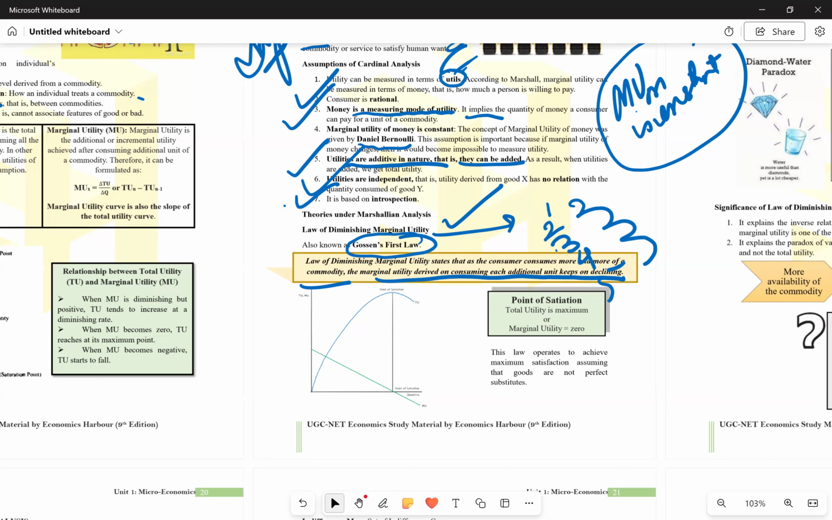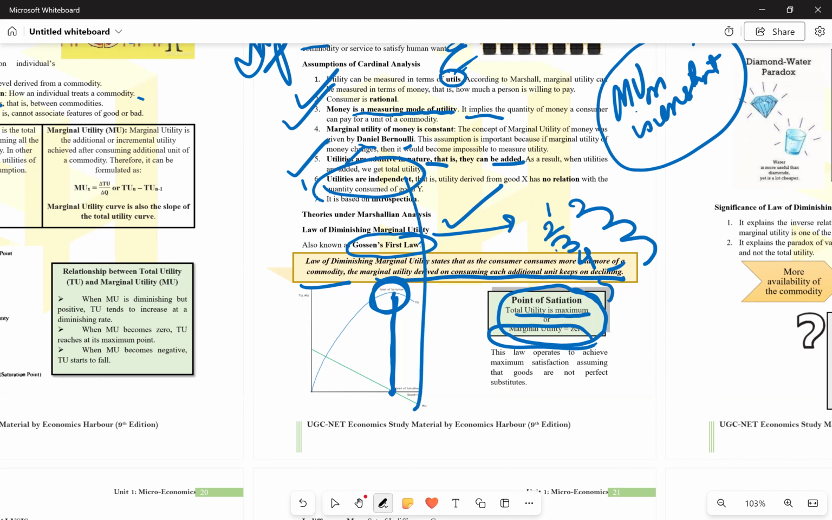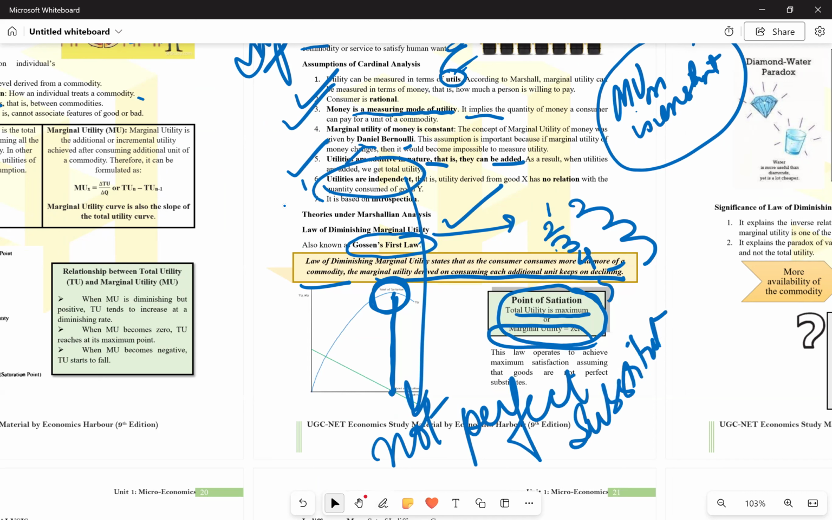Okay. And then we have the point of satiation, that is where your total utility is maximum, at this point, and your marginal utility is zero at the corresponding same point. But one thing we need to understand here is that if you are making an assumption that utilities are independent, that means the goods are not perfect substitutes. We are not taking this relation or related goods into the picture. Okay?